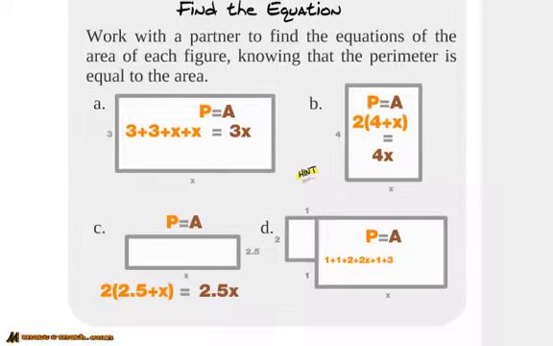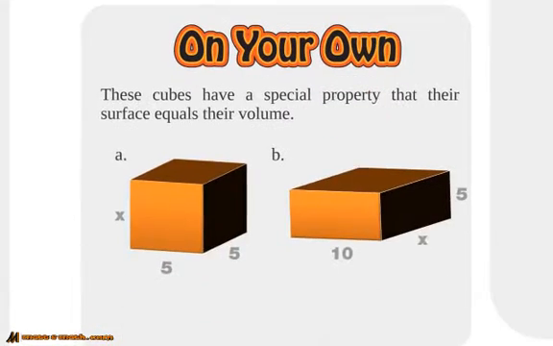All right, so for the perimeter, it's 1 plus 1 plus 2 plus 2x plus 1 plus 3. Right? This side is 3, this side is x, 2x plus 3 plus 1 plus 1 plus 2. And then the area, you've got to add them together. Well, this area is 2 times 1. This area is x times 3. And that's it. All right?